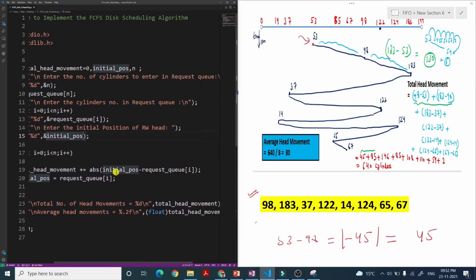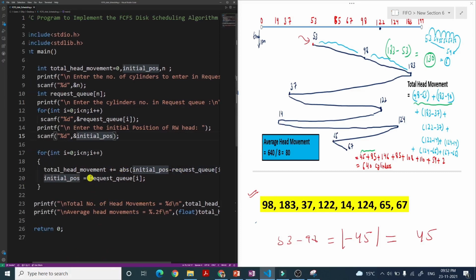Initially 53 was the initial position, minus request key of I, meaning request key of 0, that is 98. So this will be 53 minus 98, that is minus 45. The absolute value will be 45. So 45 will be added to the total head movement. Total head movement was 0, so 0 plus 45 is 45. I'll write this as total head movement equals 45.